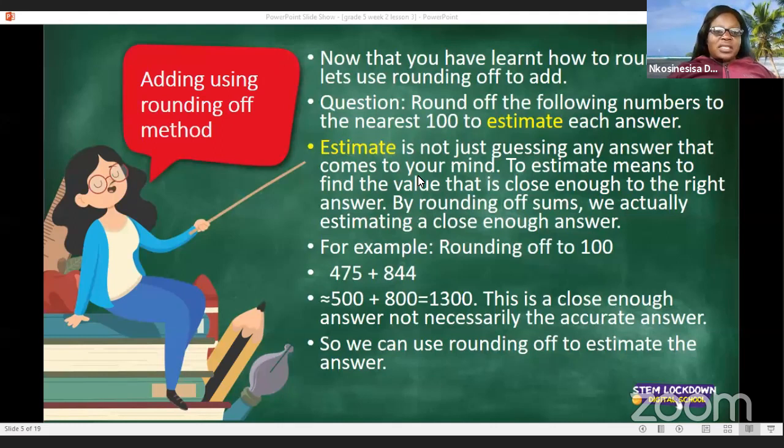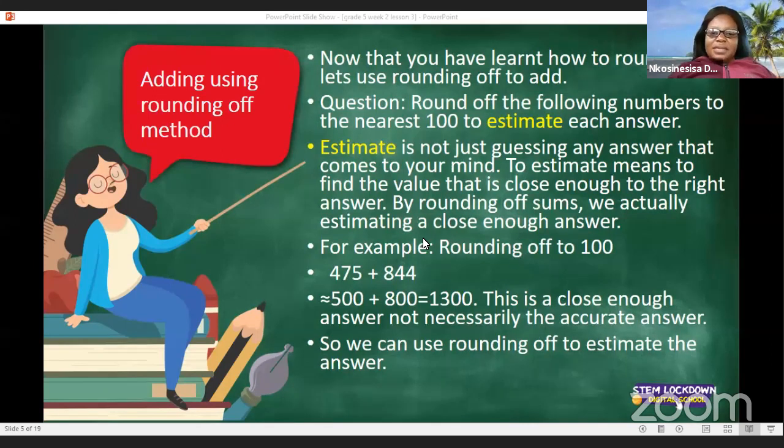So when we come to addition, when we estimate, we actually round off and the answer that we get is close enough. It's not the actual answer, but it is close enough to the answer. So you have to understand that every time in maths when they say estimate, they're not saying guess. You're not just taking any guesses. You have to round off, and you will always be told to either round off to 100 or round off to 10 or round off to 5. So you have to check what they are saying you must round off to. That is estimating.